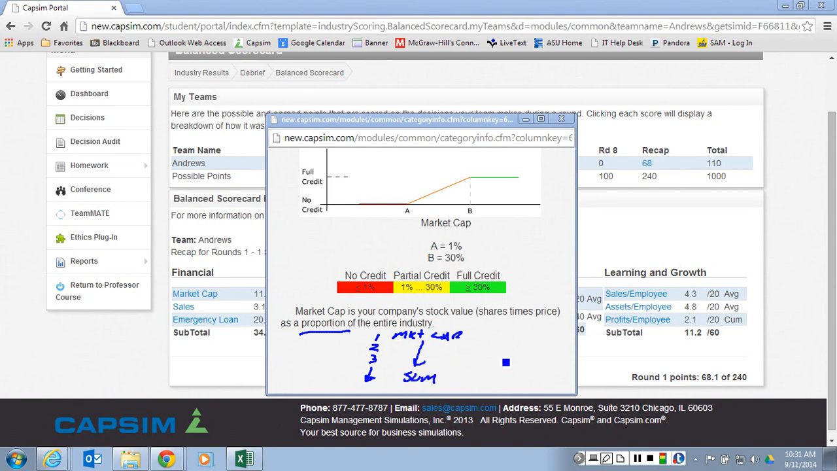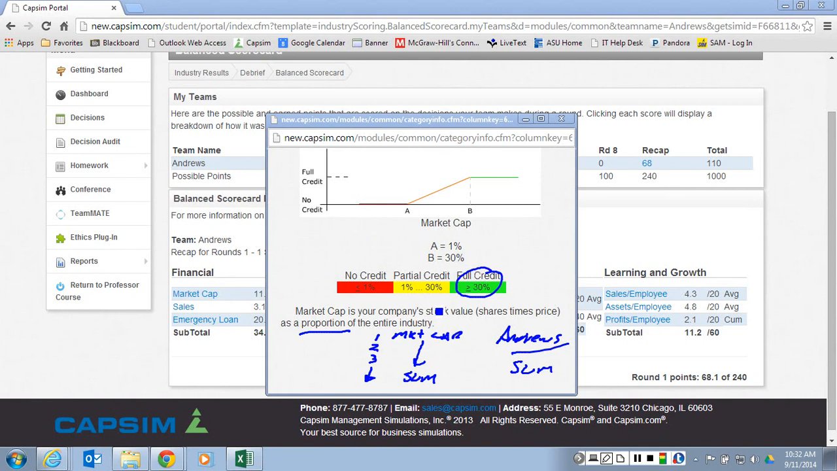And then we take that sum, and then we take Andrew's market cap and divide it by the total sum of all market caps. And that's got to be greater than 30% to get full credit. If all the companies are really, really good and everybody's doing a good job and stock prices are going up, or we're all just really average and we're all right there together, then this may not ever get to 30%. It depends on the industry.